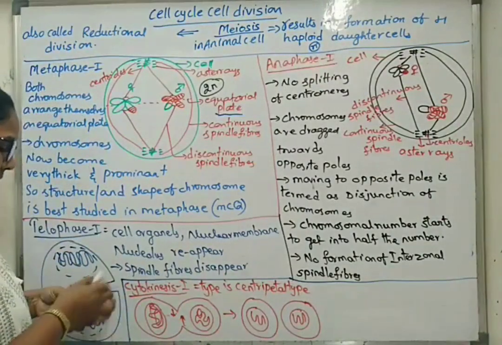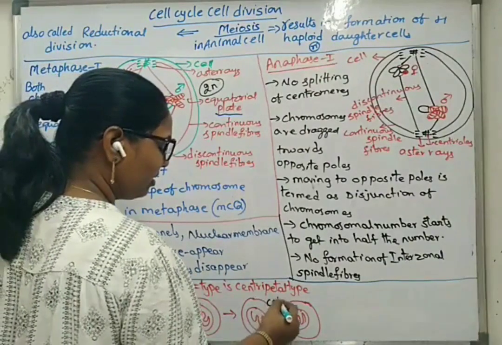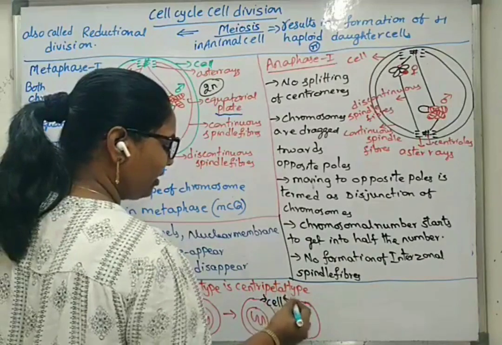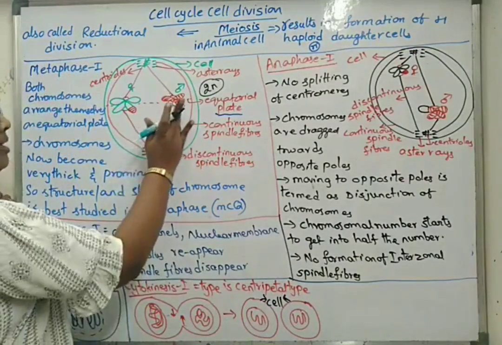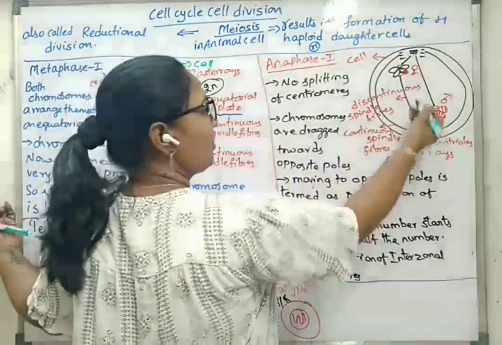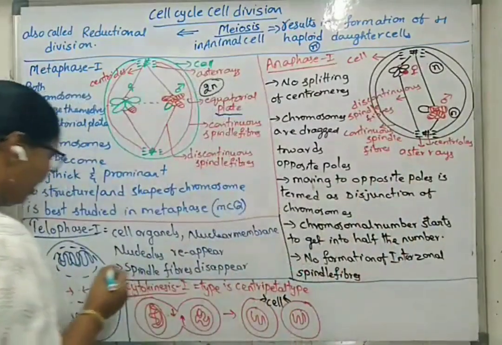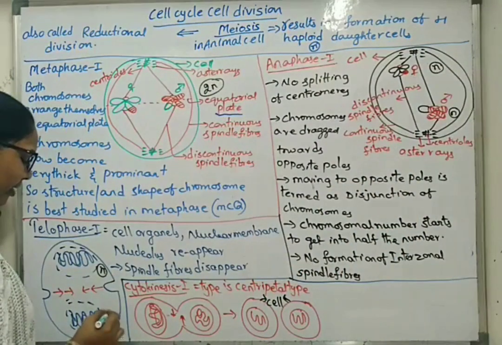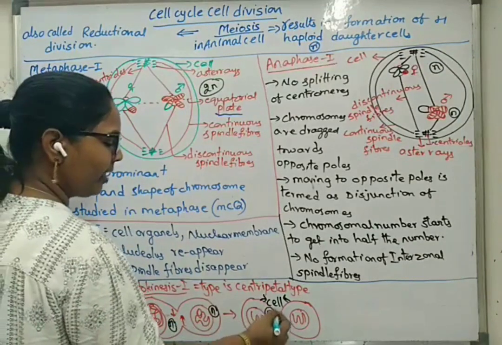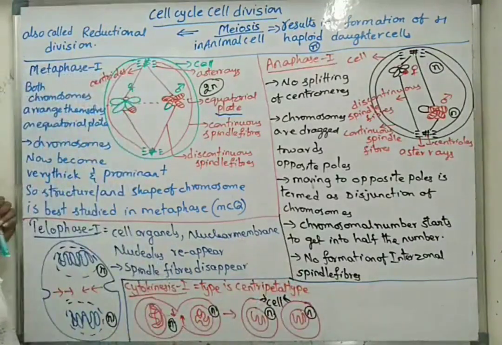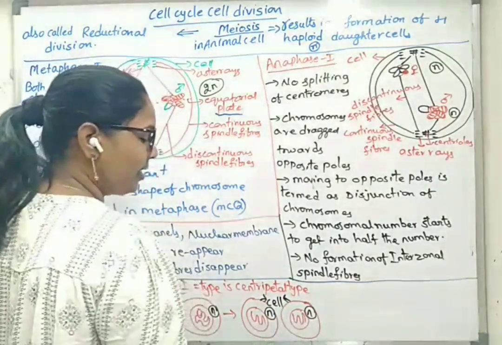They give labelings for this. These are two daughter cells. This one and this one are cells. This is chromatin material. This is chromatin material. Here the condition is 2n. They got separated, which means they started moving to n condition, haploid condition. So each daughter cell will be in haploid condition. These daughter cells are produced.